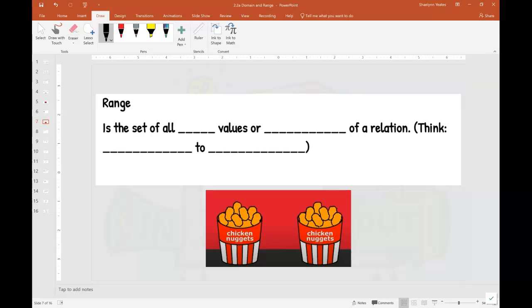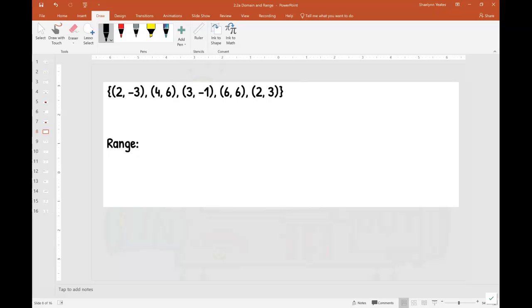Okay, let's talk about range. Range is the set of all y values or outputs of a relation, and you're going to think down to up. And I say down to up instead of up to down because we start with the bottom and work our way up. This is because this is our y-axis, right? So here, we're given a set of points. We've already decided this is not a function, it's a relation. So now we're going to identify the range.